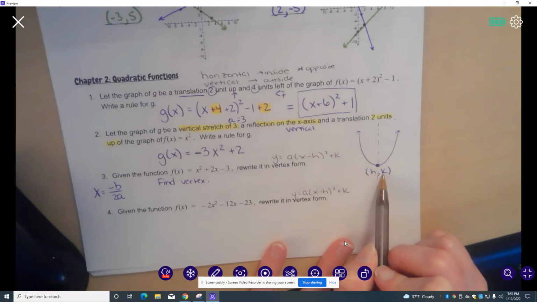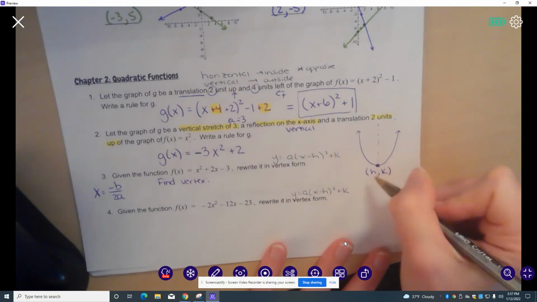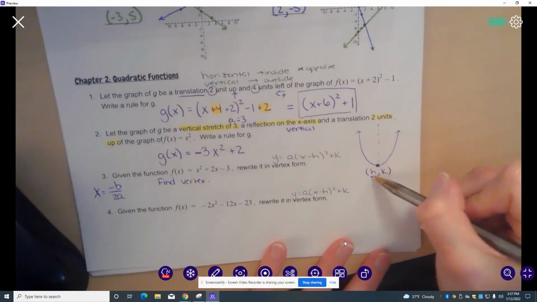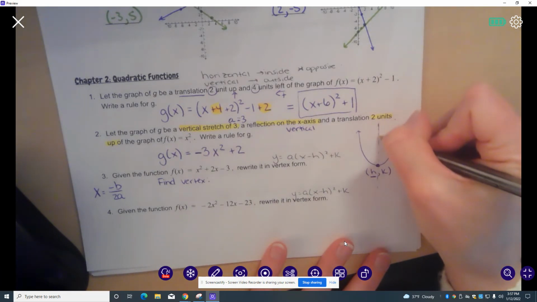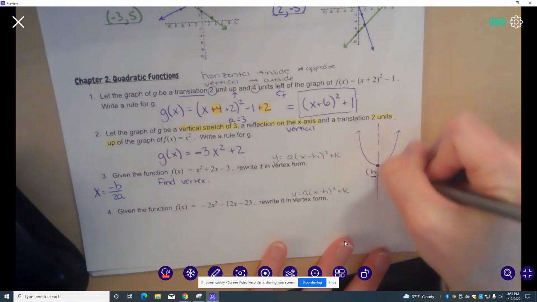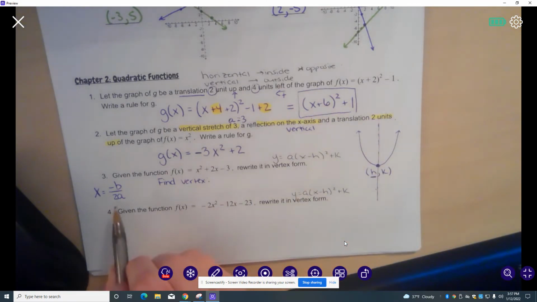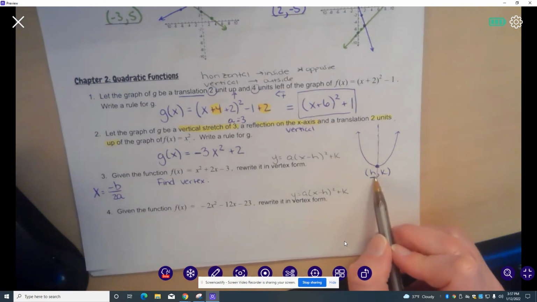In order to find this vertex, we first have to find the x value of our vertex. In order to do this, we need to remember that this axis of symmetry goes through the vertex. And we have a formula for the axis of symmetry, and I wrote it over here. It will be provided to you on the exam. This will provide us with the x value of our vertex.